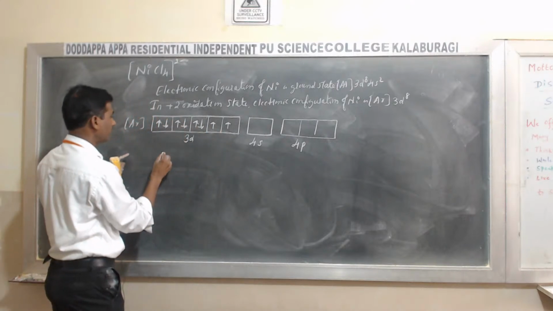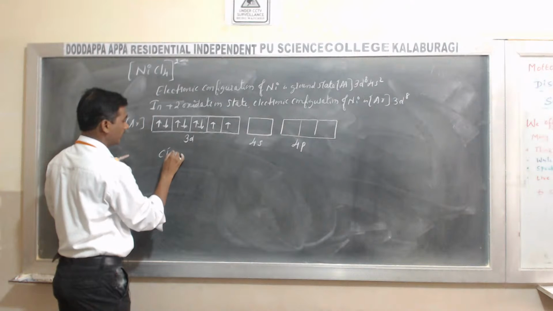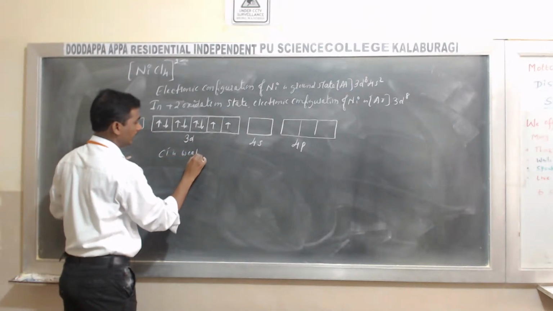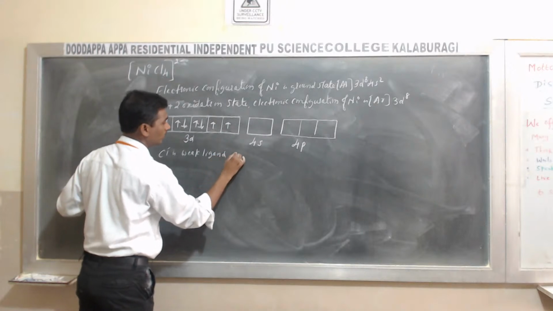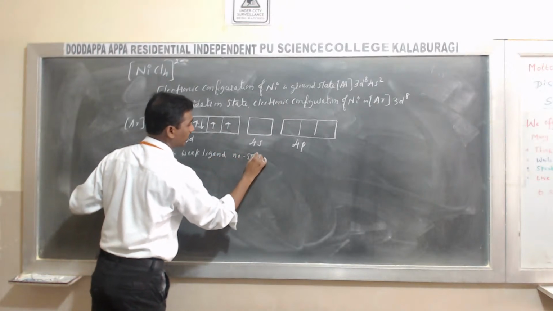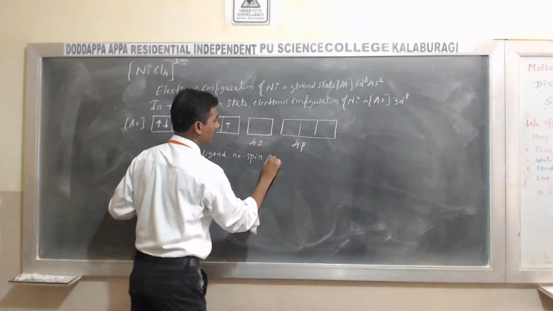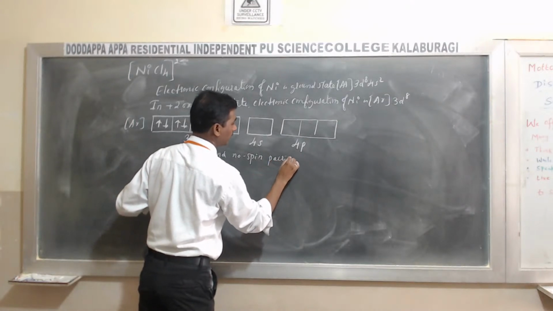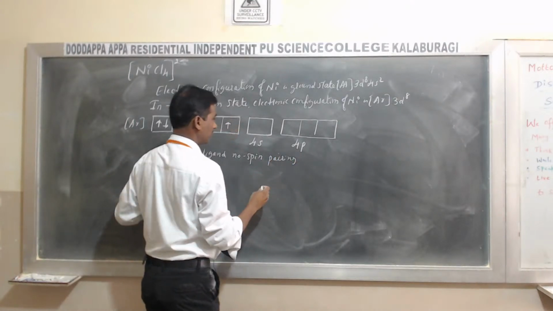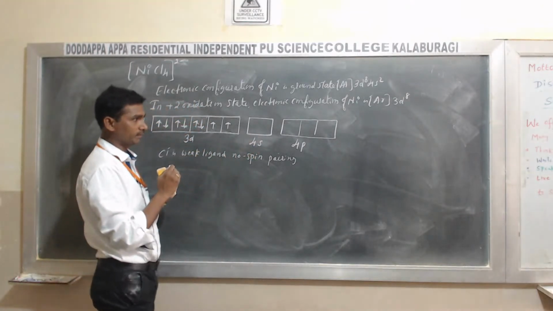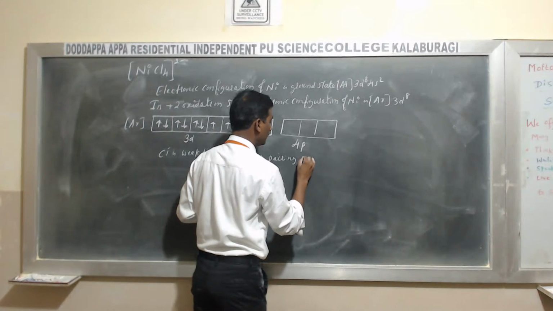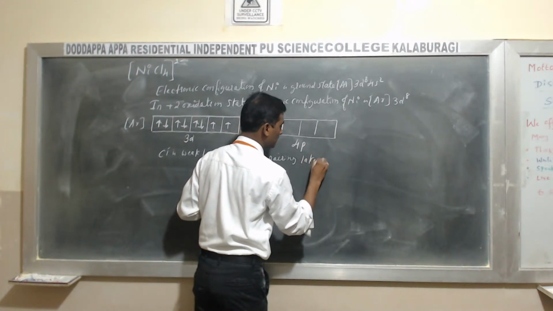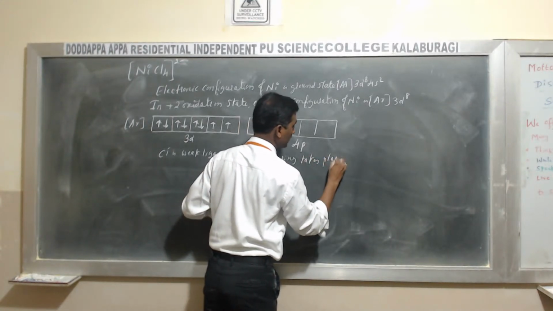But here chloride is a weak ligand. So no spin pairing takes place.